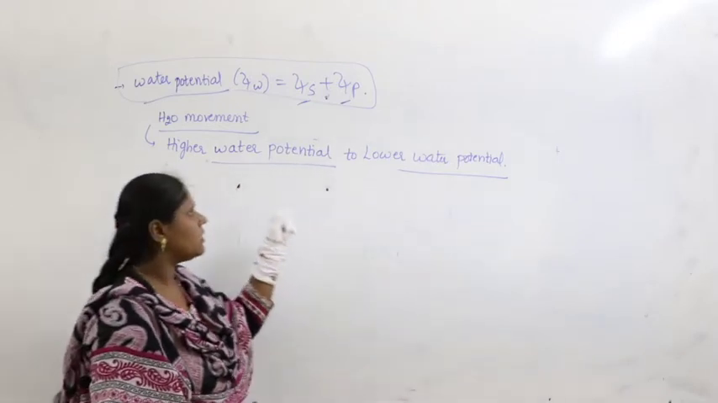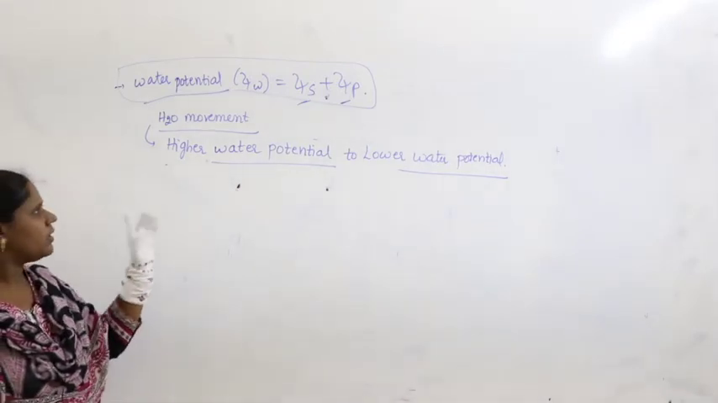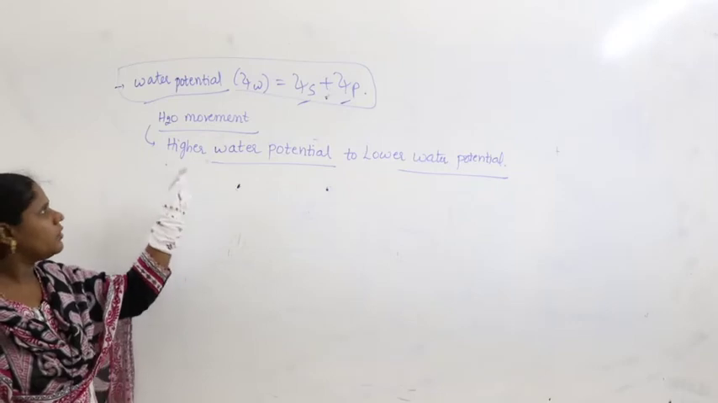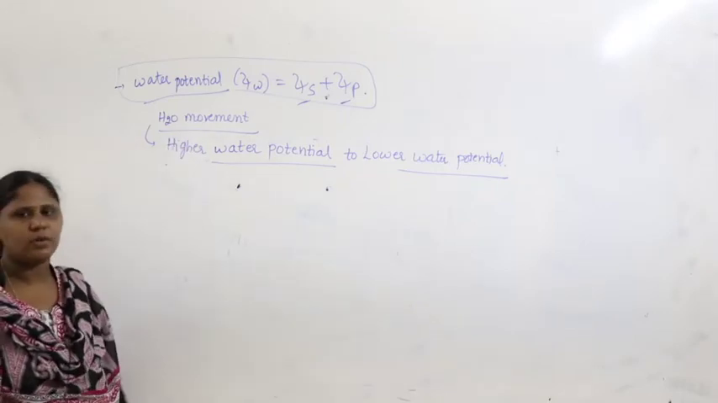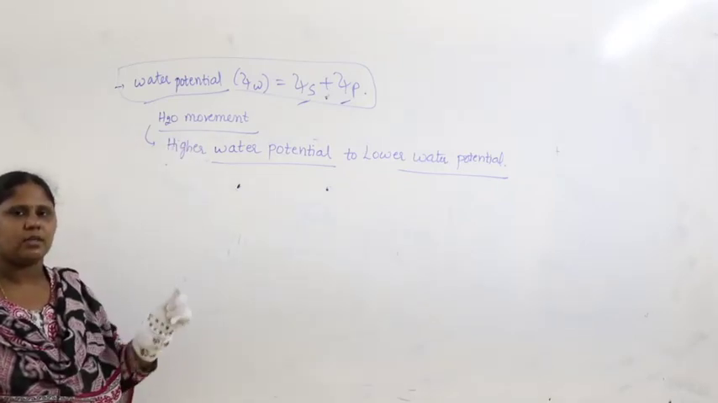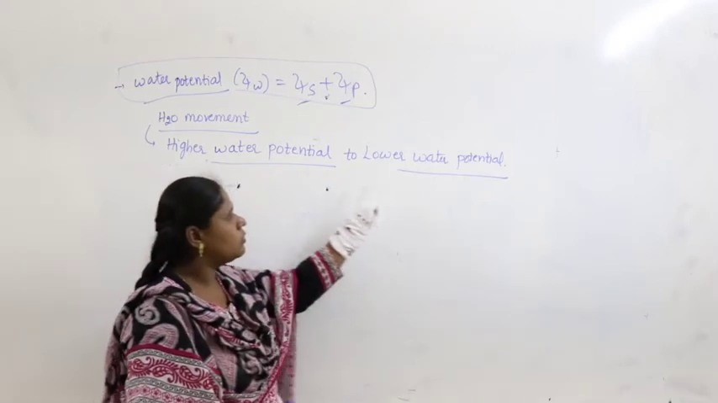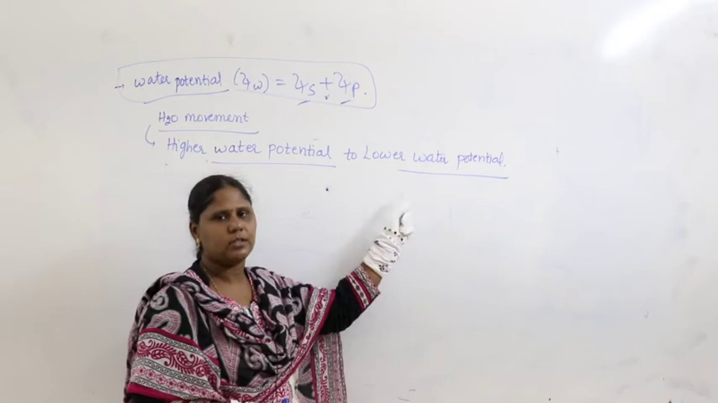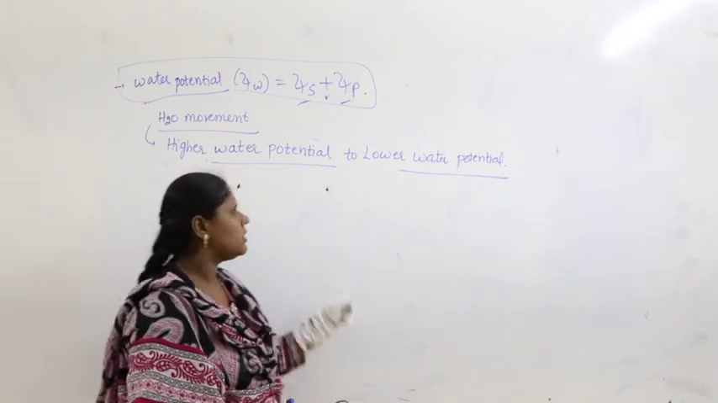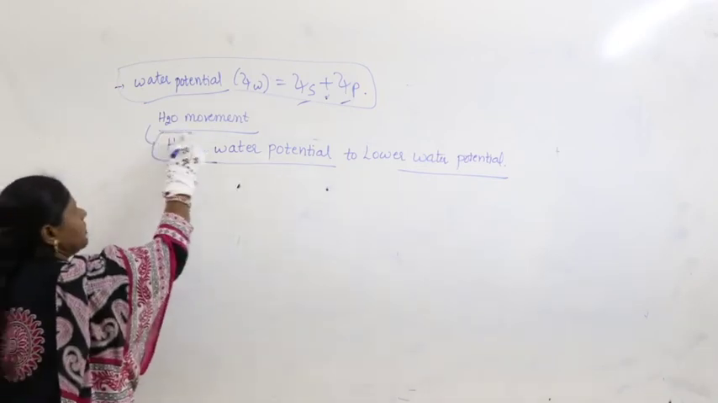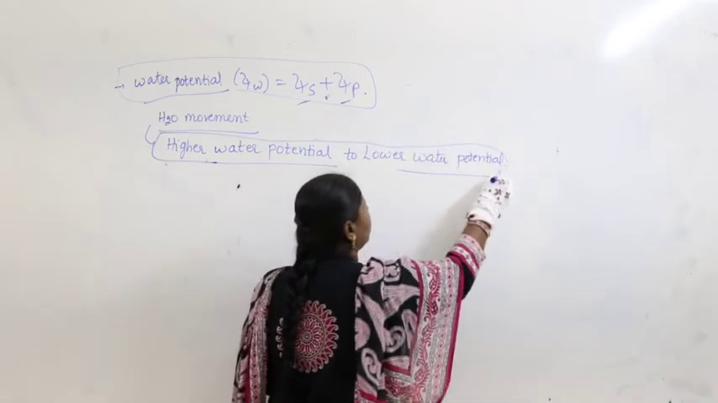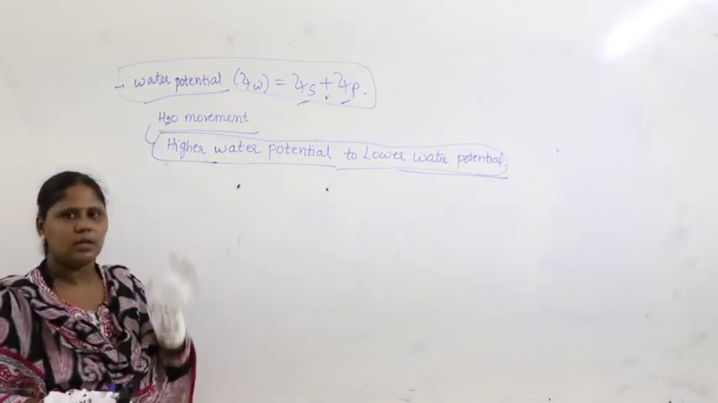Guys, here we need to do some numerical problems. For numerical problems you have to remember, you will get some values when you calculate water potential. At that time you have to take the highest value, and from that cell water moves to the cell with the lowest water potential value. So, this is important to remember. You have to apply this when you do the numerical from one cell to another cell.